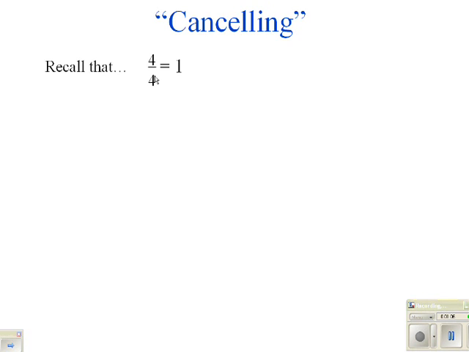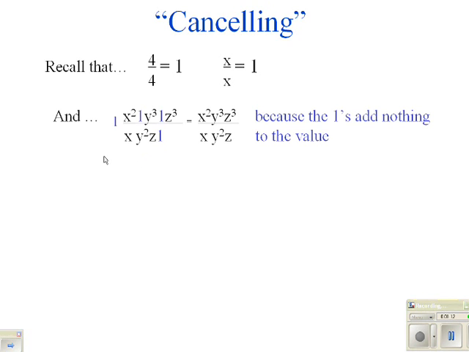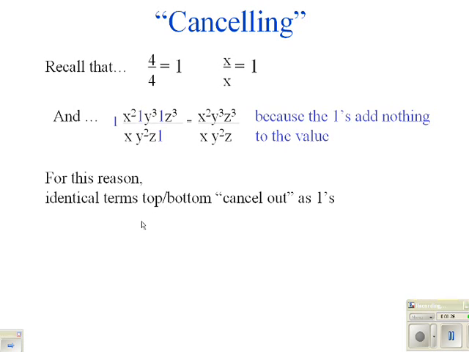Now you'll recall that 4 over 4 is 1. X over x is 1. And using that fact, we can say that all of these 1's are just taking up space. They add nothing to the value when multiplying. And so we can remove them. So for that reason, identical terms cancel out as 1's.